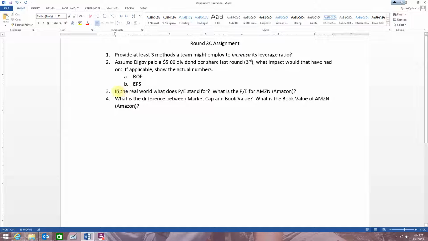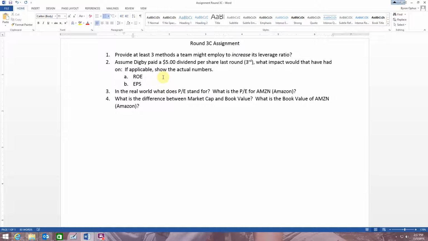2. Assume Digby paid a $5 dividend per share last round in the third round. What impact would that have had on, and if applicable, show the actual number. So what effect would that have had on its ROE? Again, I want you to actually show me the numbers. So take that dividend and show me how that would affect the company's ROE. So you should arrive at a revised ROE number.